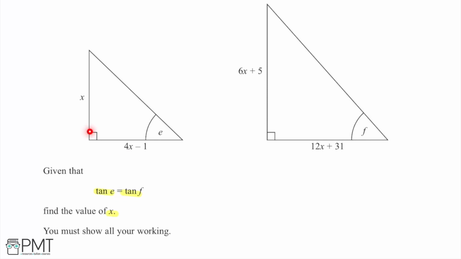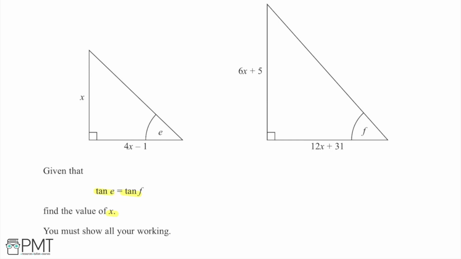And just noticing again, this is a right angle triangle. So this side over here is the hypotenuse, and we don't have the length of the hypotenuse. Similarly for this triangle, we have the angle F, we have the right angle, and we have two side lengths, the adjacent and the opposite to this angle here.